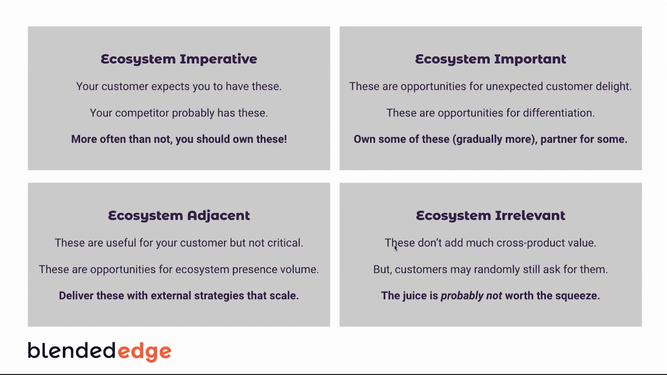Ecosystem adjacent ones are ones that, if you're really scaling your integration program, you might want to provide. But generally, these are valuable to your users, but not valuable enough for you to deal with. And that's when you start to provide means for other partners to build those integrations, or customers to build them for you. And then ecosystem relevant ones are kind of self-explanatory. They're not actually that valuable for you. You might get occasional requests for them, but they don't fit into your strategy. These ones are not worth building. They're not worth spending time on. And it's important to recognize there are certain integrations that will fall into this bucket.